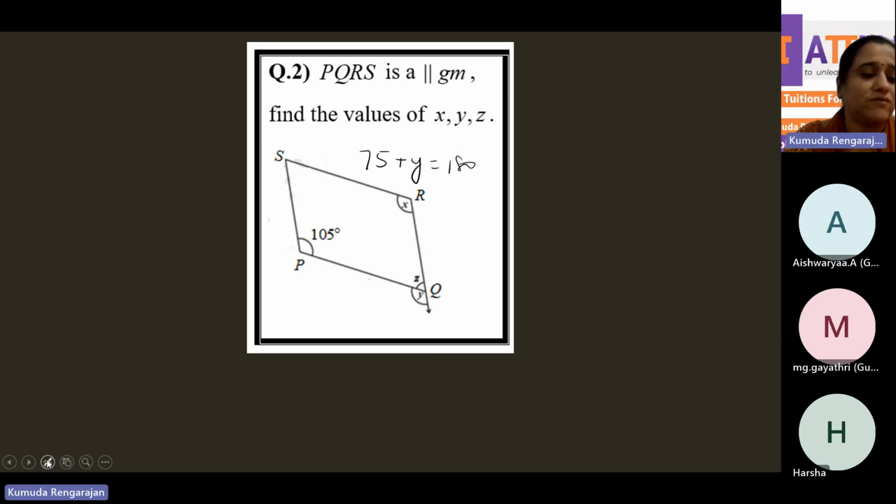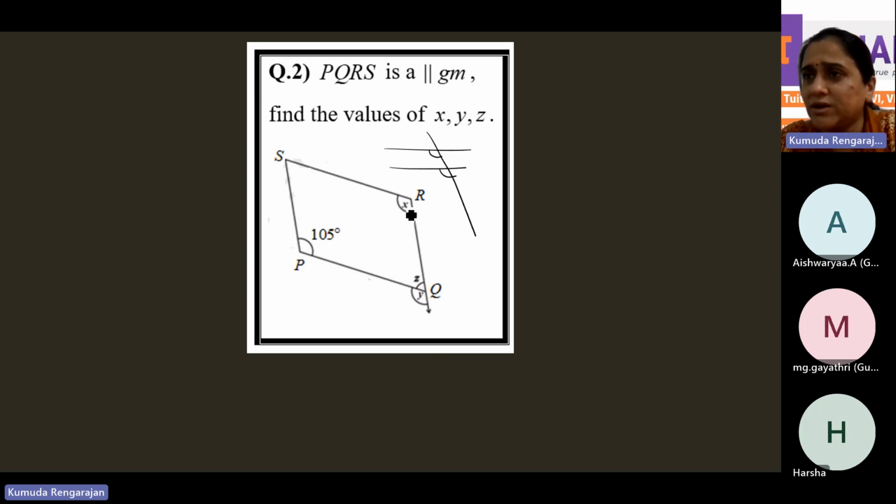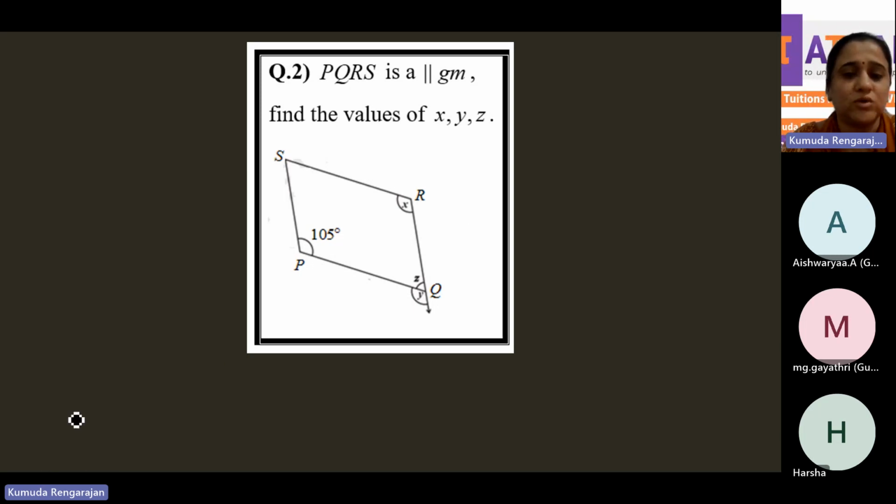Or Y can also be found using the concept of corresponding angles. Parallel lines, transversal. This angle and this angle are called corresponding angles. Have you learned that in 7th standard? The concept of corresponding angles? Yeah. So these two angles are called corresponding angles, and corresponding angles are equal.